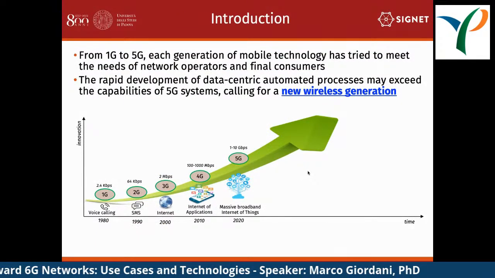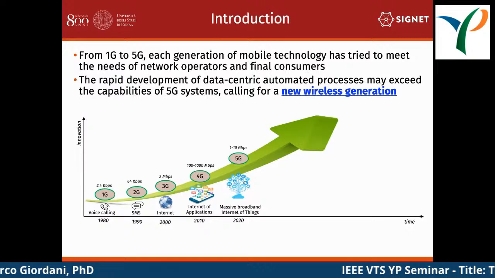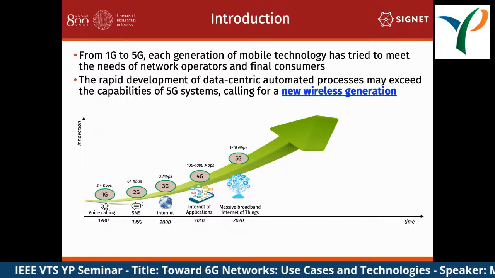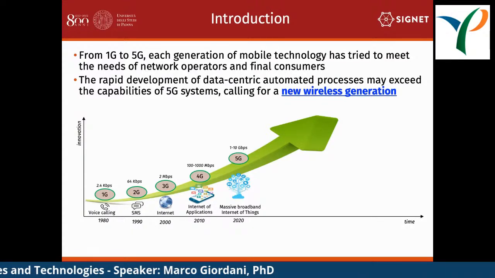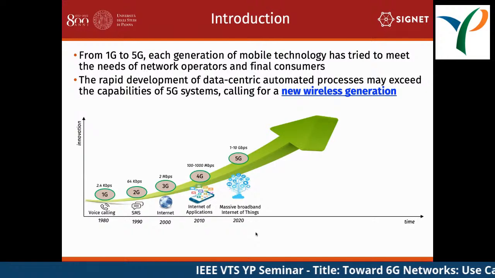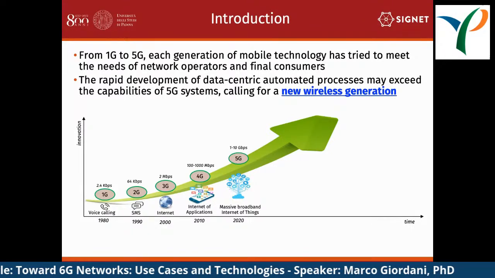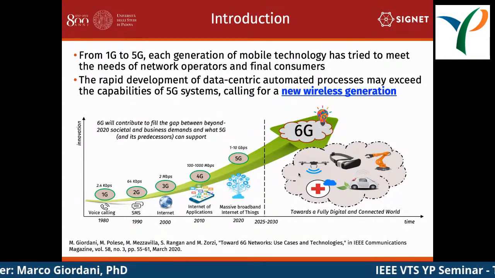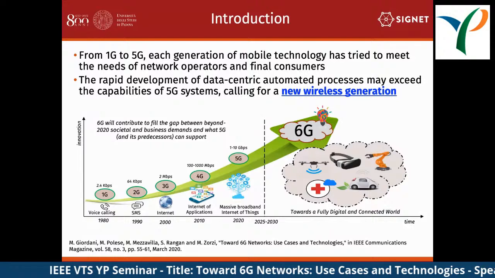So I want to introduce this picture here that you probably have already seen somewhere, and it shows how network generations have evolved over the decades. As you can see, from 1G to 5G, every generation of mobile network has tried to meet the needs of the network operators and final consumers. But now we are already in the 2020 society, and so we are headed towards what's coming next, that is the 2030 era. There will be new challenges to support the ever-evolving changes of society. And that's why the research community is leaning towards a new generation of wireless networks, the sixth generation, and that's where the term 6G comes from.